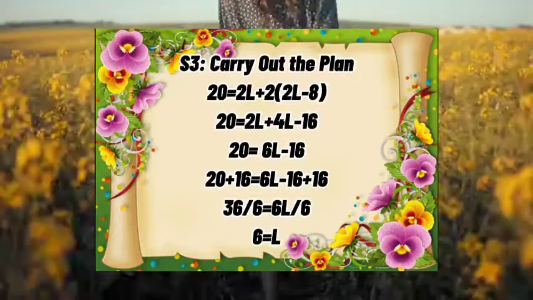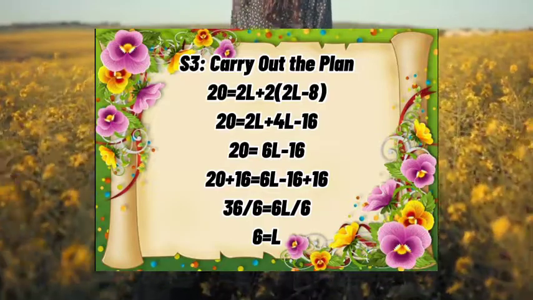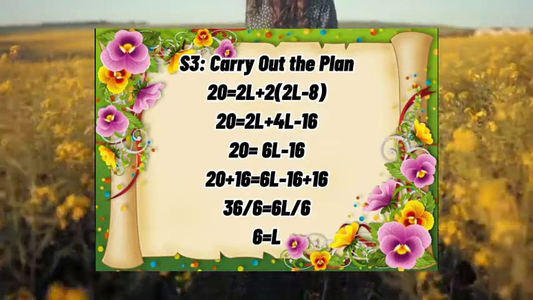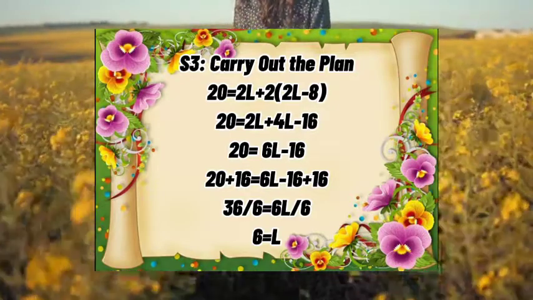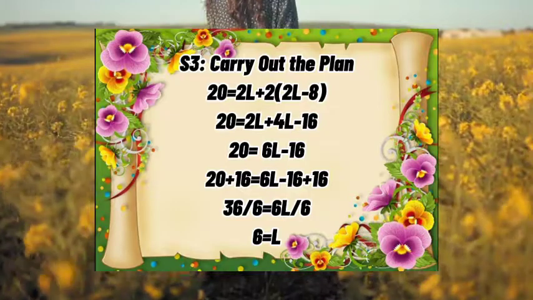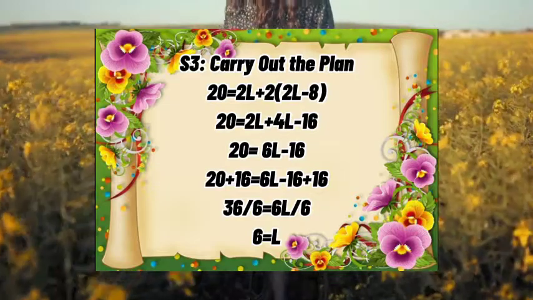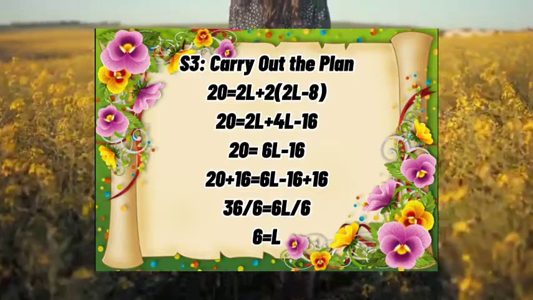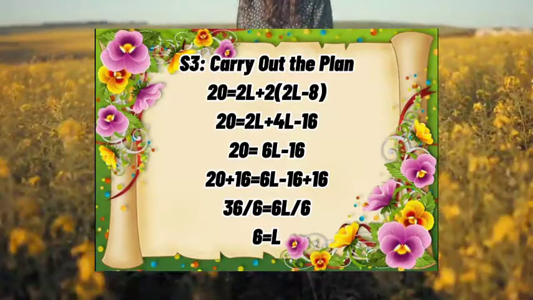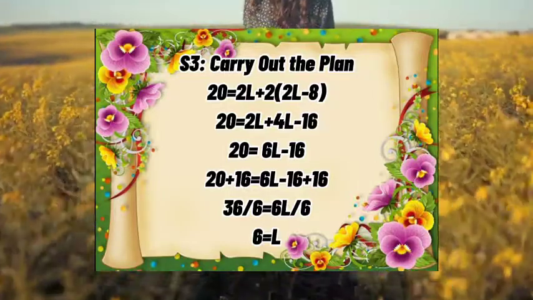Next, we will carry out the plan, or solve. We have 20, which is the perimeter, equals 2L plus 2 times (2L minus 8). So 20 equals 2L plus 4L minus 16. This time we will combine like terms. We have 20 equals 6L minus 16. So we have 20 plus the inverse of negative 16, which is positive 16, equals 6L minus 16 plus 16. So we have 36 equals 6L. Divide by 6, so we got 6 equals L.